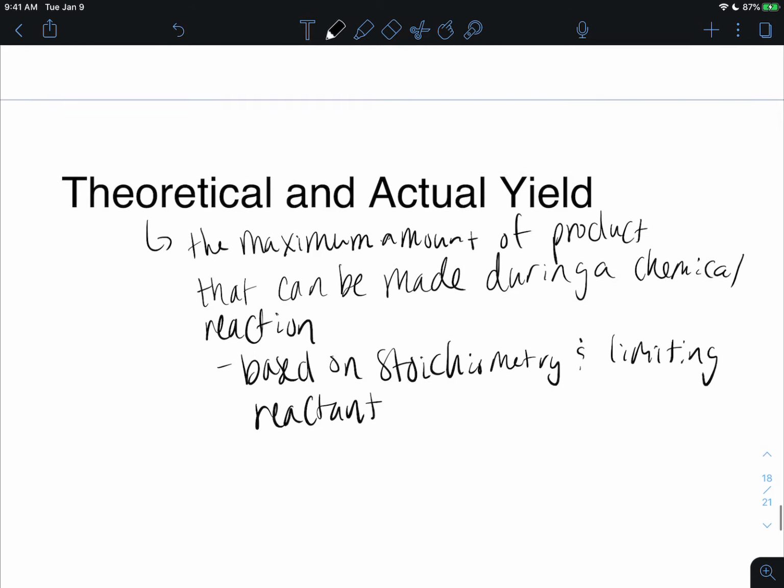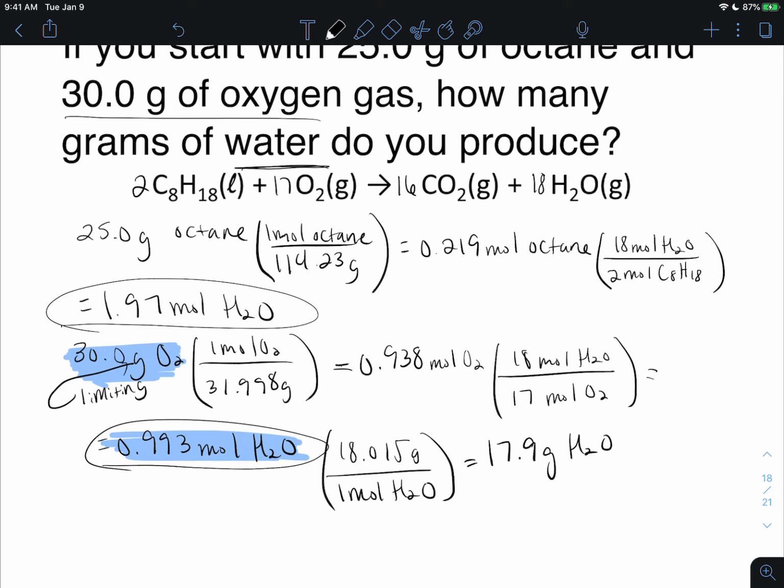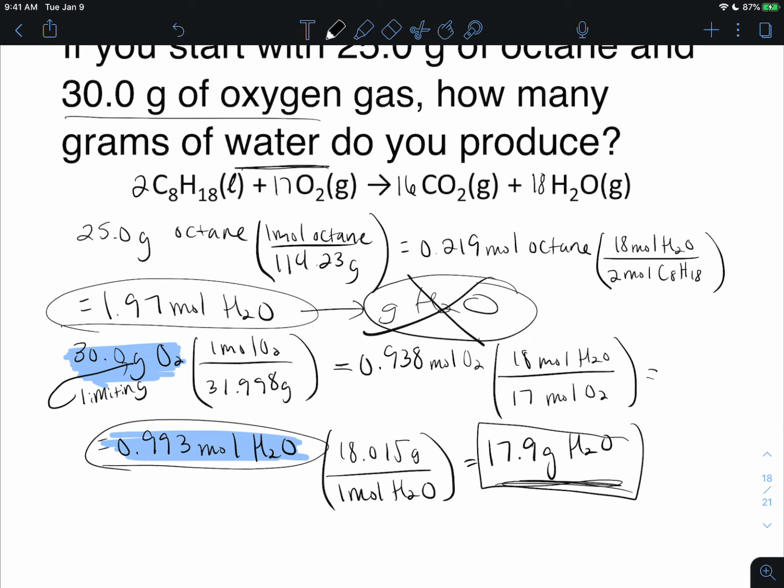So back here, our theoretical yield would be 17.9 grams. Based on stoichiometry, that is the maximum amount of water we can produce. Once we ran out of our O2, we cannot produce any more water, so this is the maximum amount of water we can produce. Right? It can be a little confusing. If you were to convert the other value into grams of water, this number would be greater, but that is not the theoretical yield because once we run out of our oxygen, we can no longer produce any more water, right? If we don't have oxygen, we can't make H2O. So this is our theoretical yield. From stoichiometry, this is the maximum amount we can make.